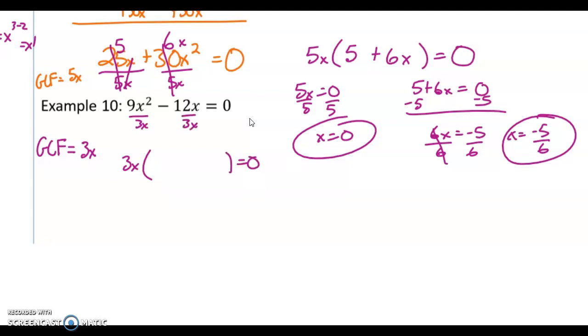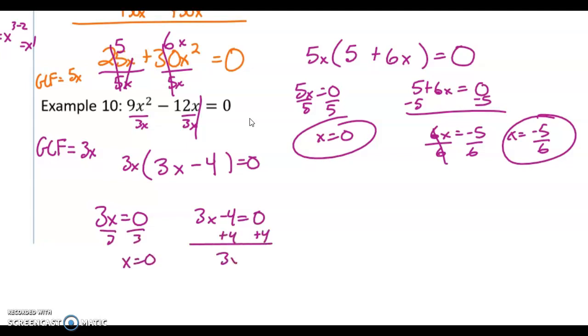All right, 9x squared divided by 3x. 9 divided by 3 is 3. X squared divided by x is x. Okay, negative 12 divided by 3 is negative 4. The x's simplify to 1. Now set each factor equal to 0. And what do you get for your two solutions? I'm going to divide by 3, and I'm going to get 0. I'm going to add 4 and divide by 3, and I get 4/3. So my answers are 0 and 4/3.